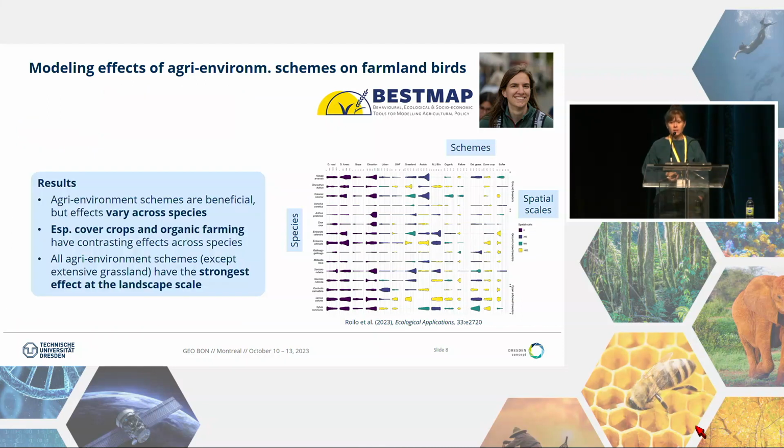What we see, and I think this is the main problem also when we compare the biodiversity crisis to the climate crisis, is that answers are really not easy, because all the species like different things. We found the same here. The same agro-environmental scheme has very different effects on different species. Especially for cover crops and organic farming, we had very contrasting results in our case study. But we also found, and this is the classical landscape ecology question, at what scale do we have to look at these ecological effects? We found that the effect at the landscape scale really was the strongest.